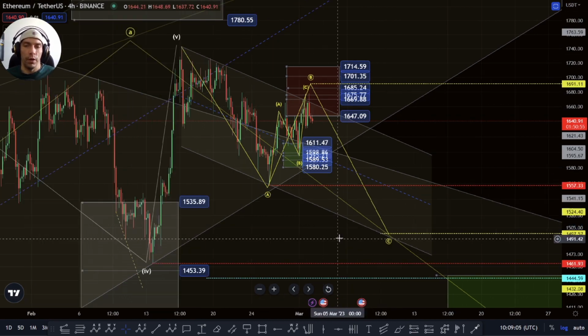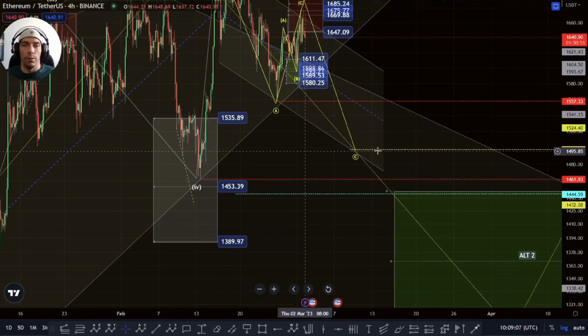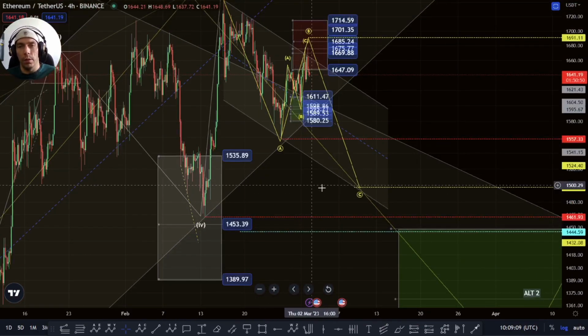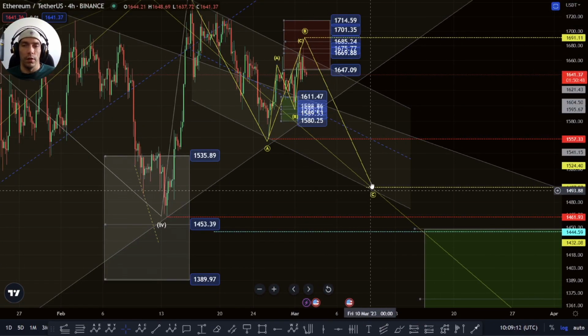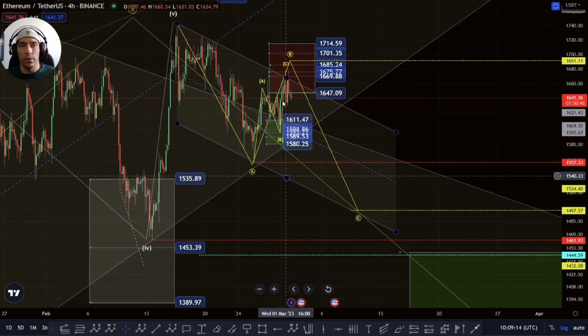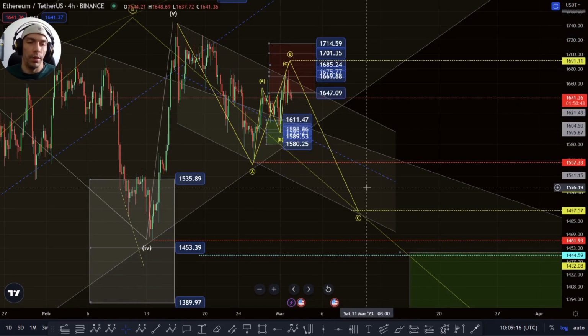Alternatively, this could start to break down deeper, and then we could look for a deeper move here, which takes these lows. So these things can always extend out, these C waves, as they were impulses. So just keep an eye on that.